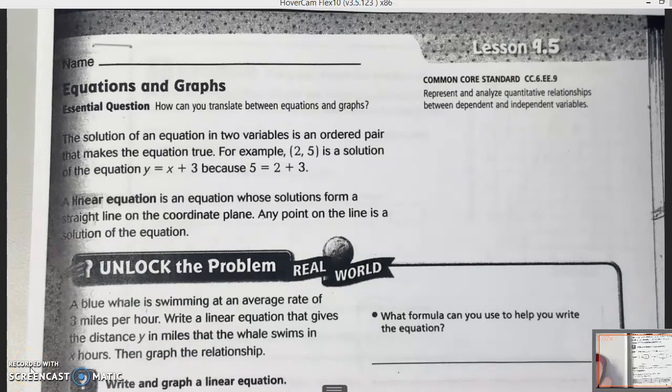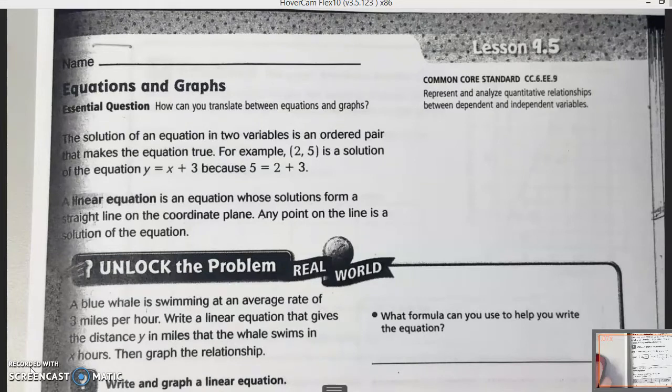All right, this is lesson 9.5. We're going to be translating between equations and graphs. A linear equation is an equation whose solutions form a straight line. So notice in the word linear, you do see the word line.